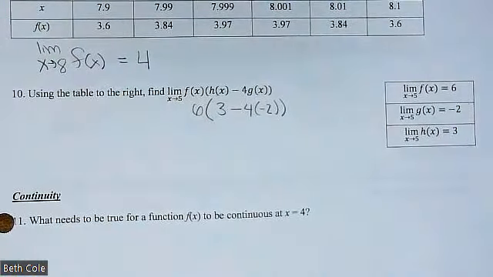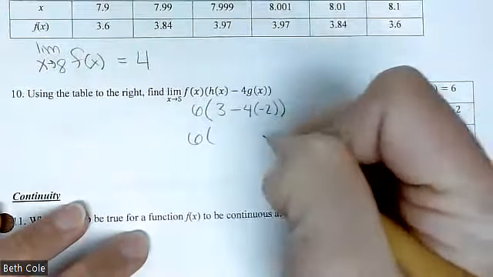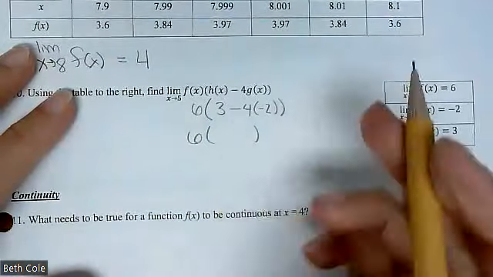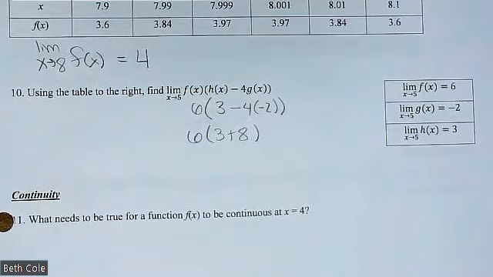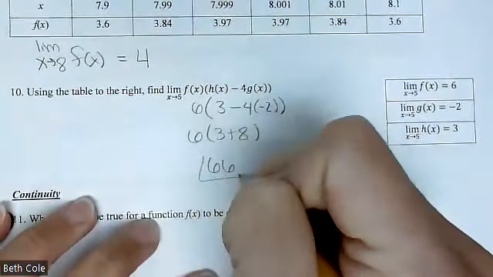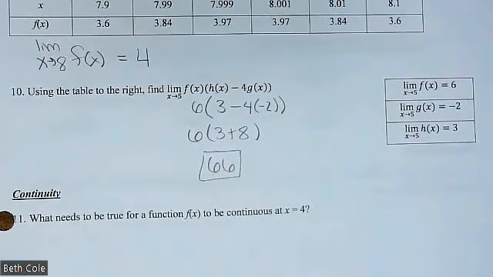So the math you're doing is just plugging those all in, and we're just going to see what we get. So 6 times, that would be 3 plus 8. So 11 times 6, so 66. So yeah, you're just using the table and plugging them all in.